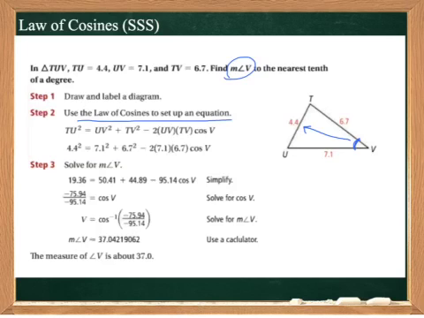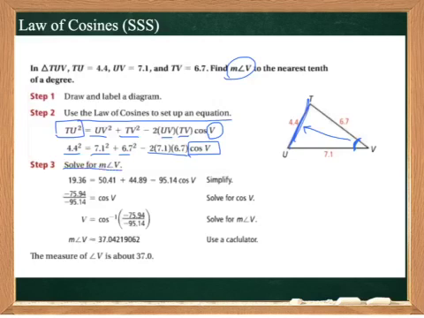That means we're going to set it up as TU squared, so the side across from the missing angle squared, equals the other two sides squared minus 2 times the other two sides cosine of the angle that we're missing. And then we plug in all of that information, but notice here we're finding the cosine of a variable, so we're going to have to do the inverse cosine function.